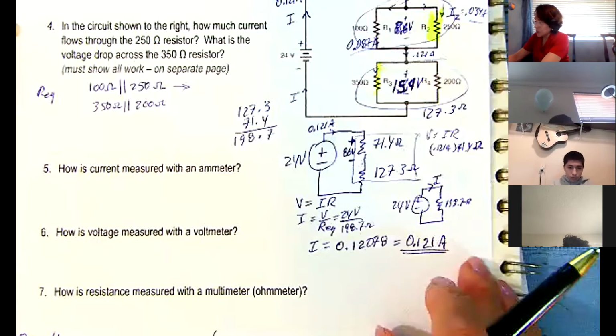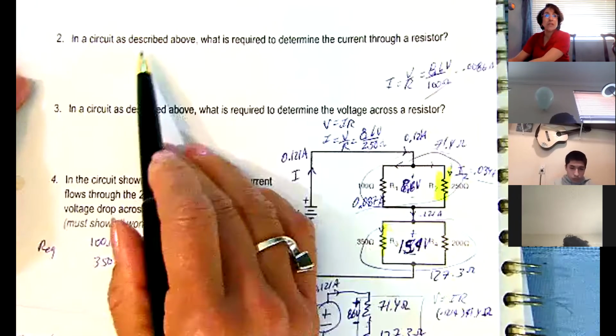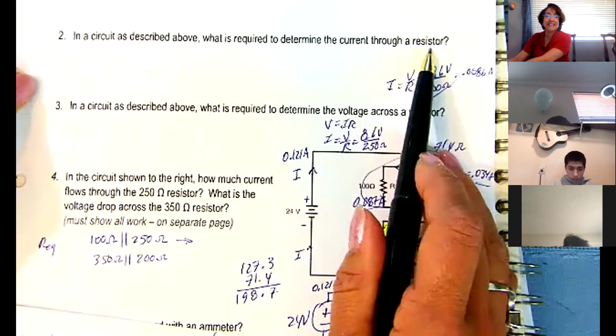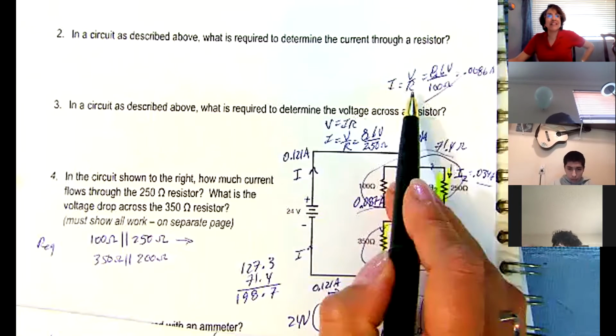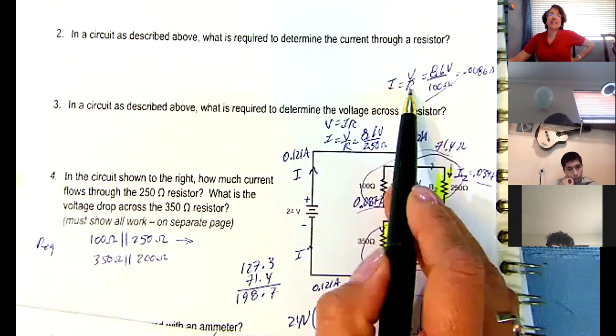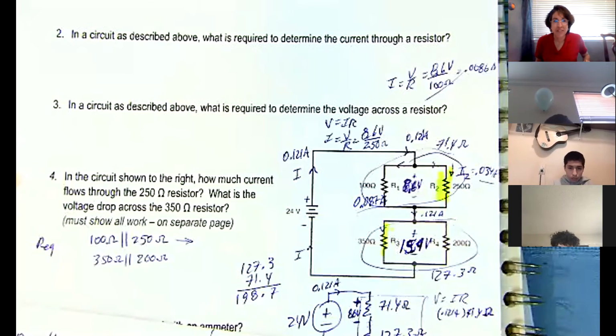Oh, someone's asked me number 2. Number 2, the question is, what is required to determine the current through the resistor? So tell us again, Cristobal. To determine the current, you need the voltage and the resistance of the resistor. Exactly, of that particular resistor. Muy bien.